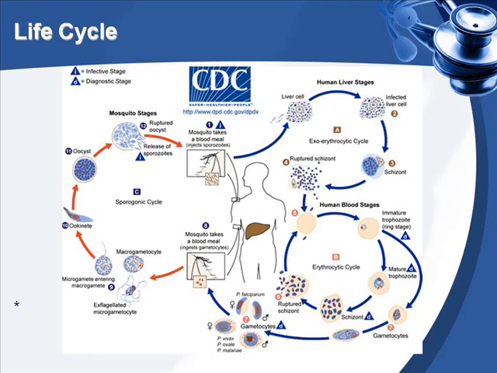The zygotes in turn become motile and elongated, which invade the midgut wall of the mosquito where they develop into oocysts. The oocysts grow, rupture, and release sporozoites, which make their way to the mosquito's salivary glands. Inoculation of the sporozoites into a new human host perpetuates the malaria life cycle.